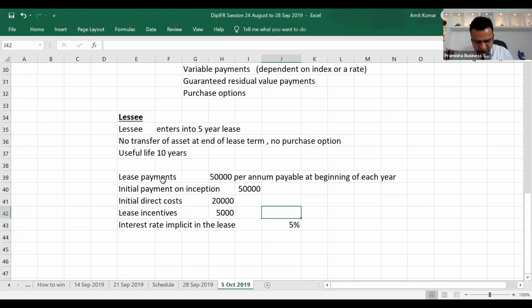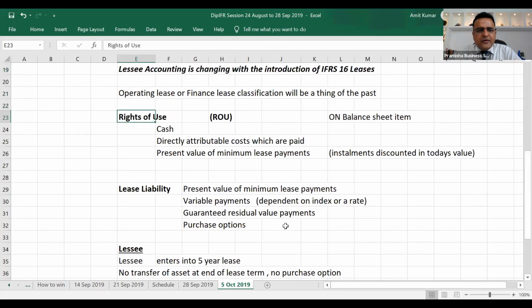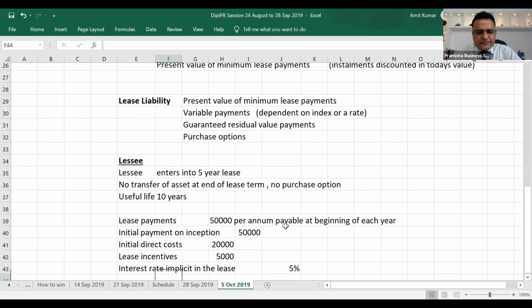So what will be the impact of lease incentive? Will it reduce my cost? It will reduce the liability. It will also reduce the right of use asset. Lease incentive of 5,000 will reduce the right of use asset. Cash directly attributable costs which are paid get reduced by the lease incentive, as well as the lease liability also reduces by the same amount.